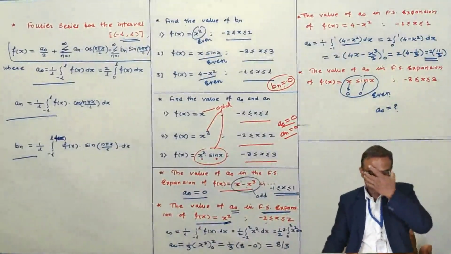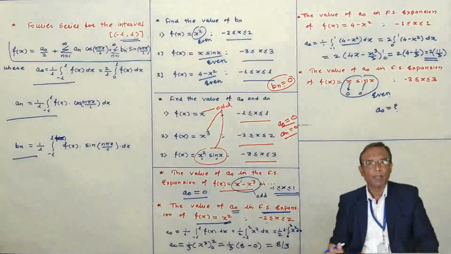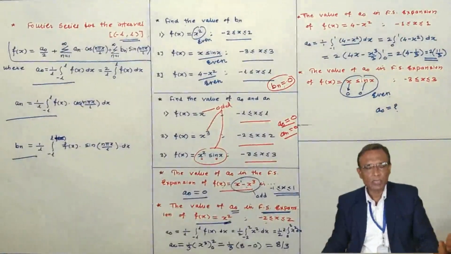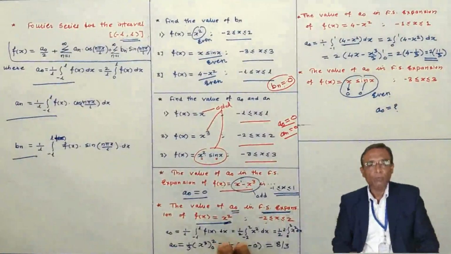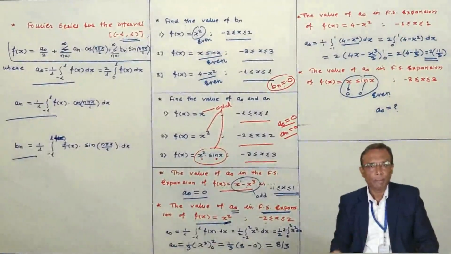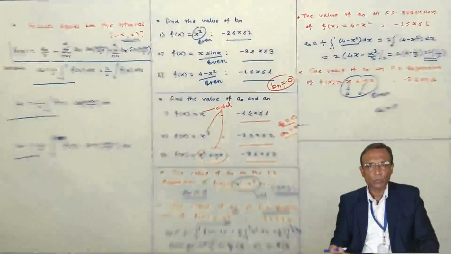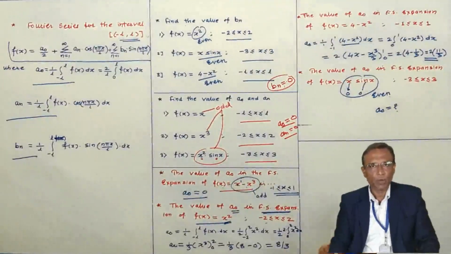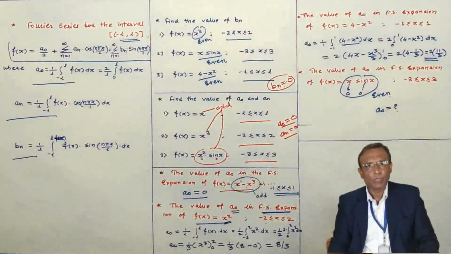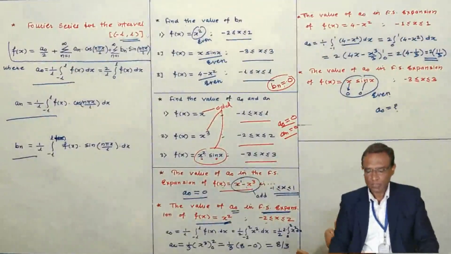In the examination, it is more likely that the value of A0 will be asked, and all the formulae for 0 to 2 pi, minus pi to pi, 0 to 2l, and minus l to l. All formulae, formulae of A0, An and Bn, may be asked in the examination.